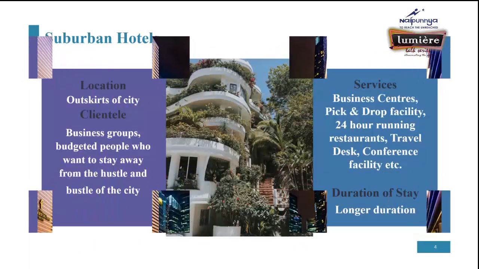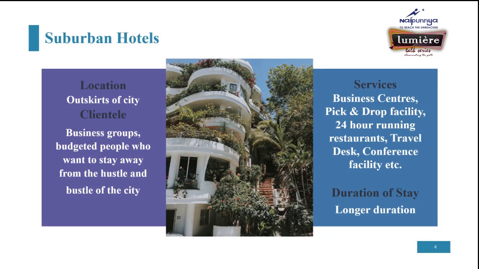Hotels that are located in suburban areas are known as suburban hotels. Suburban areas are near the outskirts of the city. Such hotels provide similar facilities as the downtown hotel. As the hotel is located in suburban areas, the room rate will be moderate compared to the downtown hotel. The duration of stay will be longer than the downtown hotel. Such hotels are ideal for people who prefer to stay away from the busyness of city life.